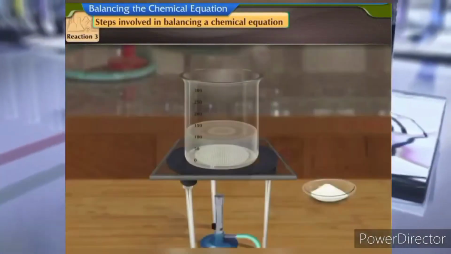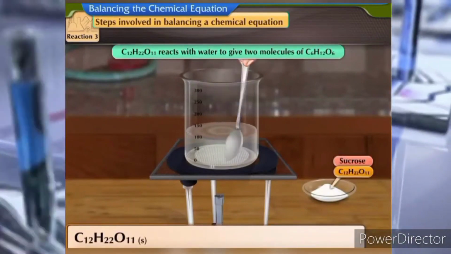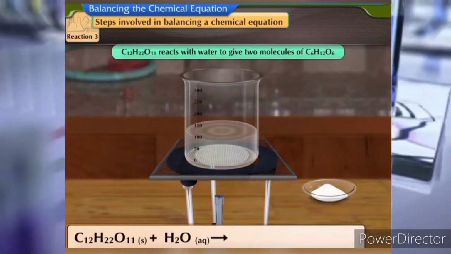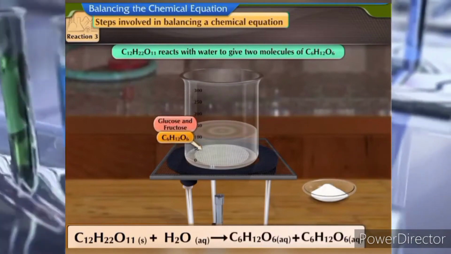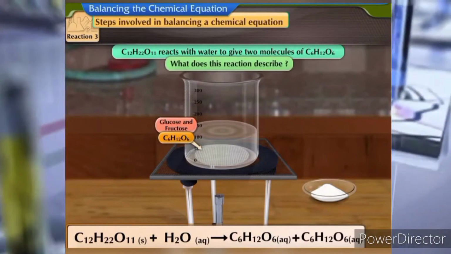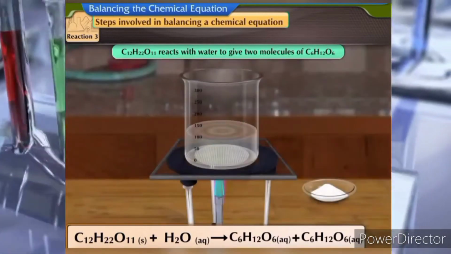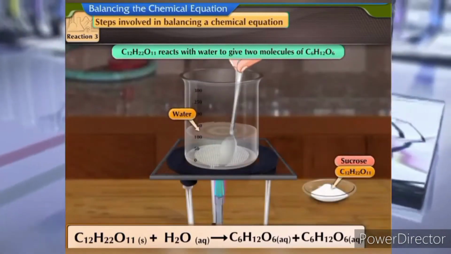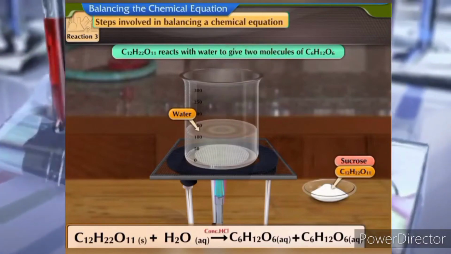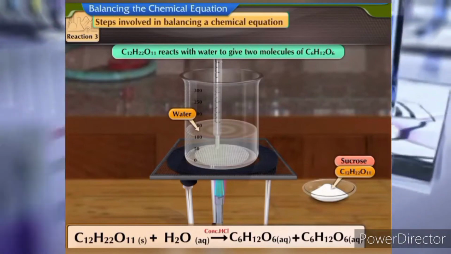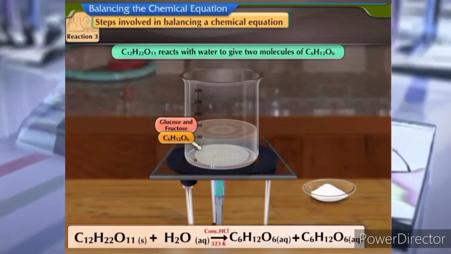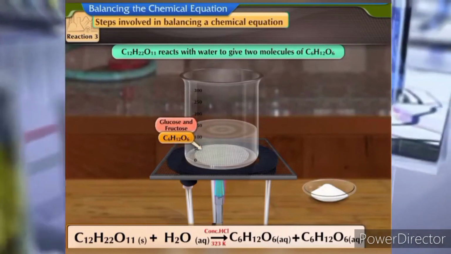Reaction 3. C12H22O11 reacts with water to give two molecules of C6H12O6. What does this reaction describe? This chemical equation describes the reaction of sucrose with water in the presence of concentrated hydrochloric acid at a temperature of 323 Kelvin to form glucose and fructose.